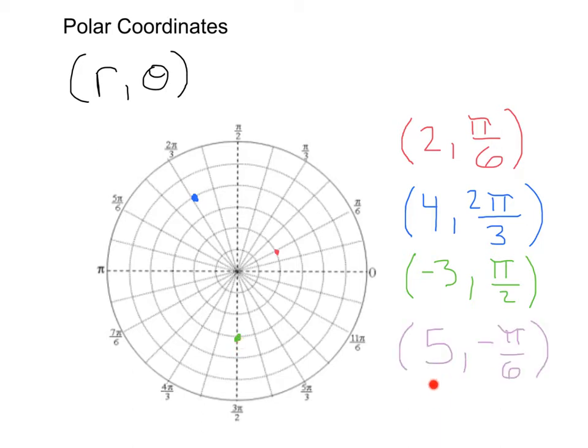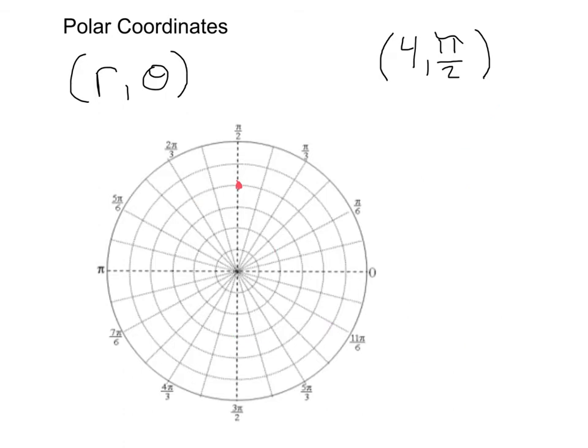Here we've got the point (5, negative pi over 6). Alright, remember what we do with negative angles. We just go in the opposite direction. So negative pi over 6 is going to be pi over 6 clockwise, or this line right here. Then our radius is 5. 1, 2, 3, 4, 5. And there's our point.